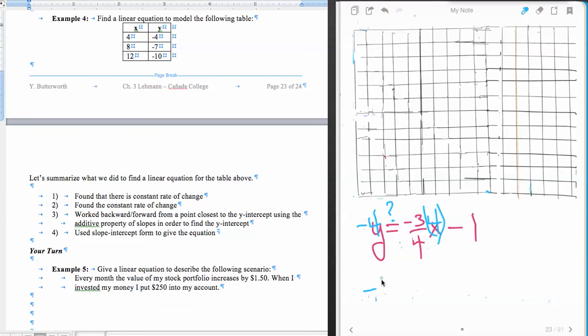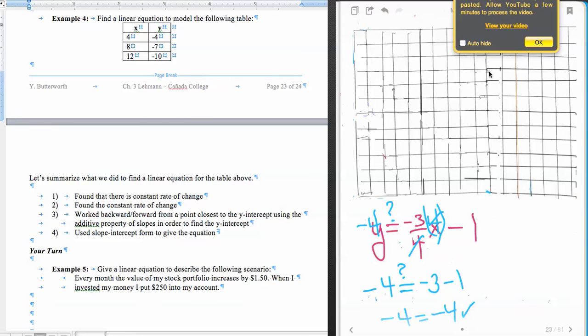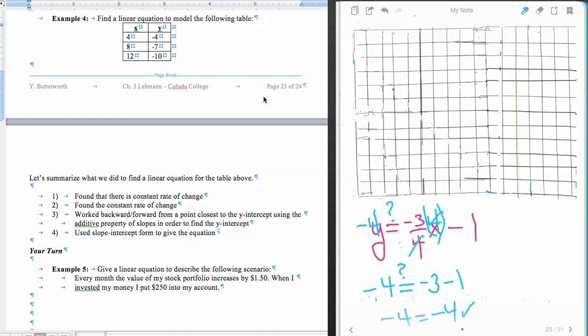So this says negative 4 is equal to, and of course I'm questioning that, right? And then we cancel, and that says negative 3 minus 1. And that says negative 4 equals negative 4. And so it does indeed satisfy it. It forms a check of that. Now I can do it again for another one of them.